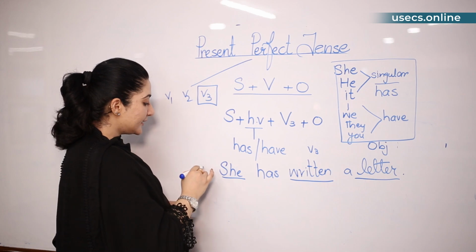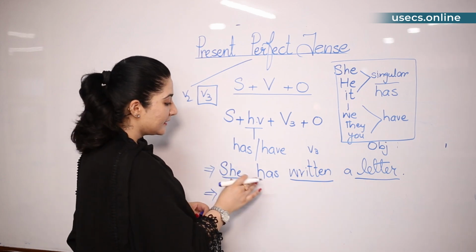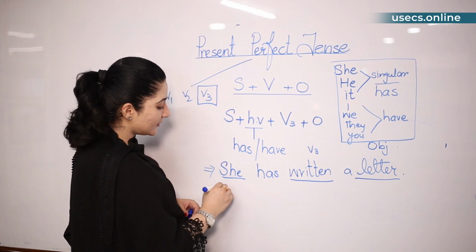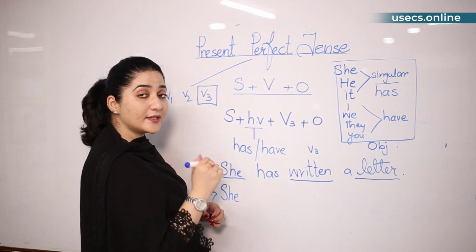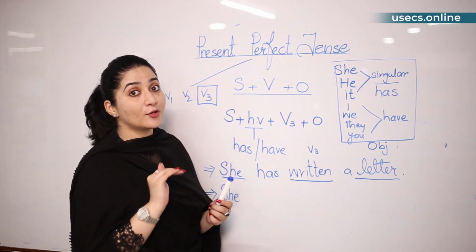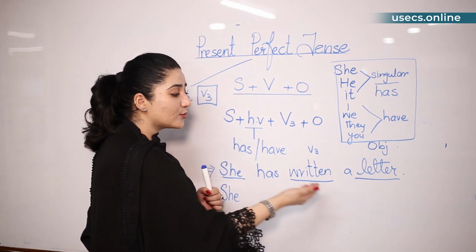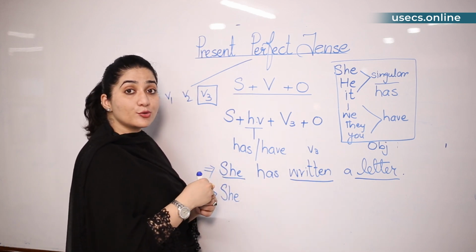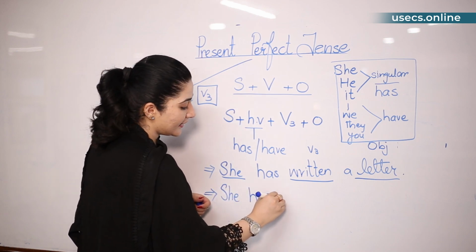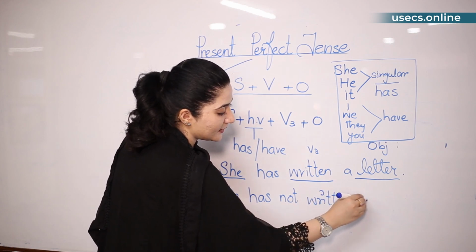Alright. Now let's talk about the negative and interrogative. This sentence that I have written, it is positive. Now let's change it into a negative one. I have already shared the rule. Whenever we want to change a positive sentence to a negative sentence, we add not. हमने उसको negative बनाना है. जैसे हम कहते हैं कि she has written a letter, उसने एक खत लिखा, उसने एक खत नहीं लिखा. So let's say she has not written a letter.